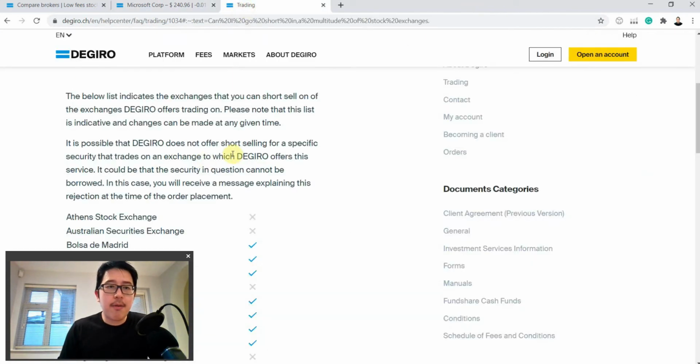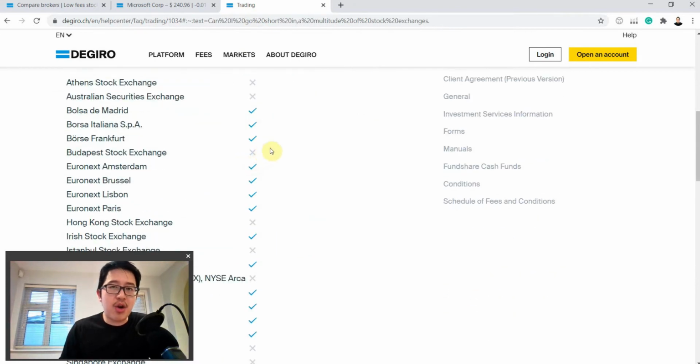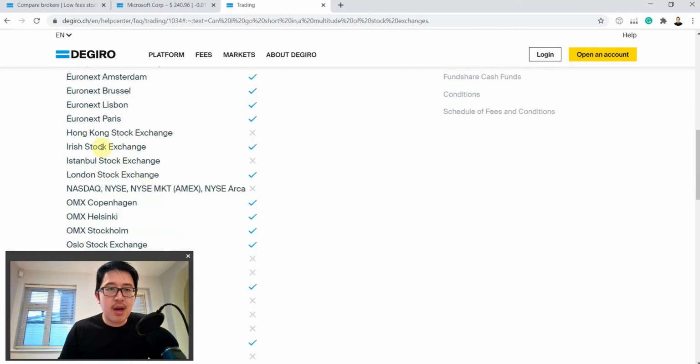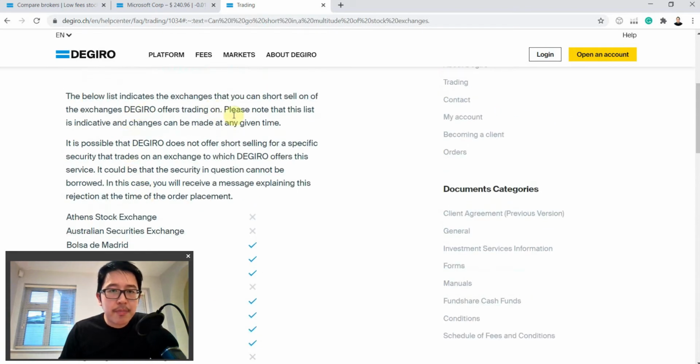You can see it here on this platform. They only allow you to short certain securities, certain stocks on different exchanges, for example Euronext, London Stock Exchange, and Irish Stock Exchange. They don't allow you to short NASDAQ or New York Stock Exchange. You can see here, if there's a particular security that you want to short that's not available, you need to contact them directly. This platform doesn't offer you the facility to short US stocks.